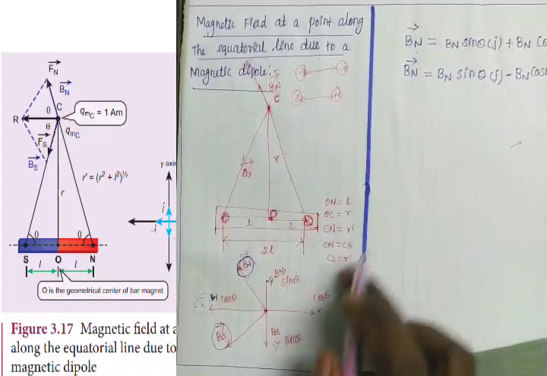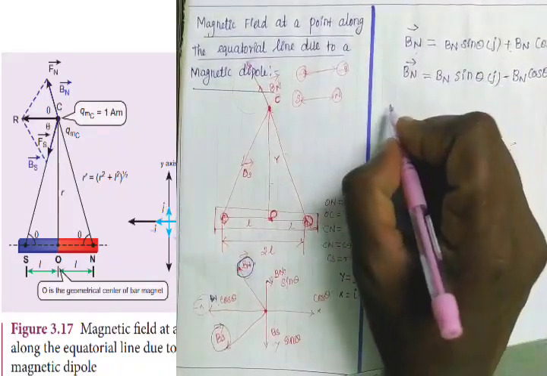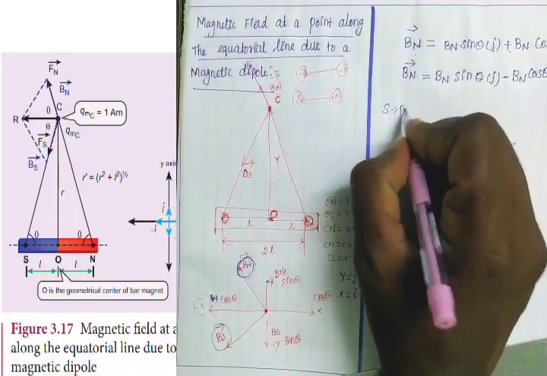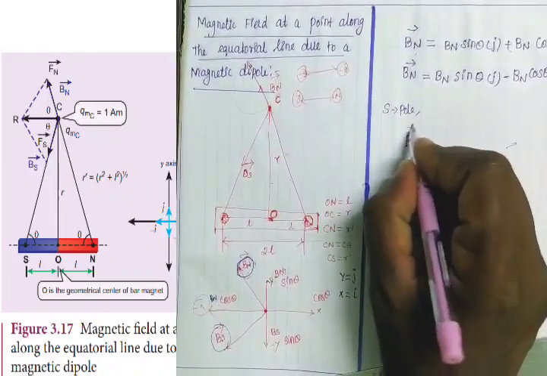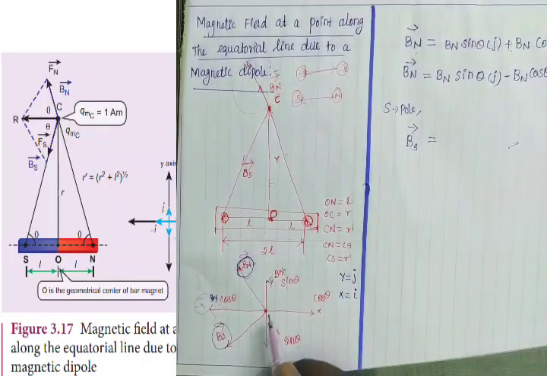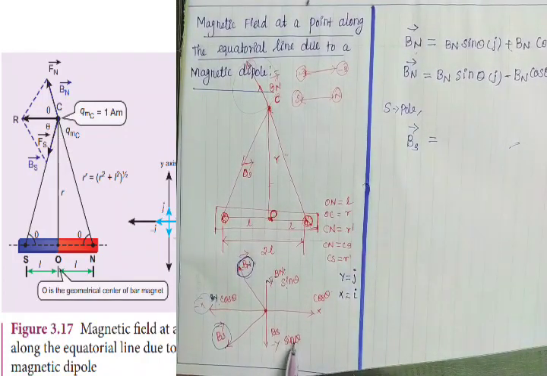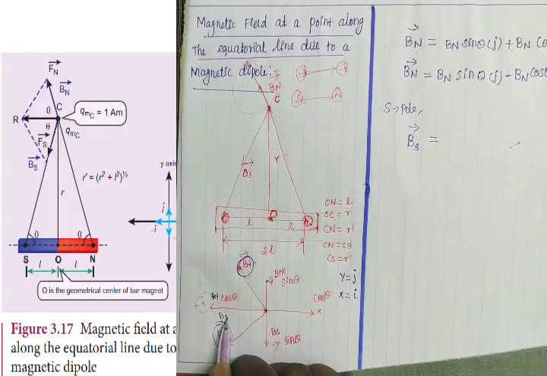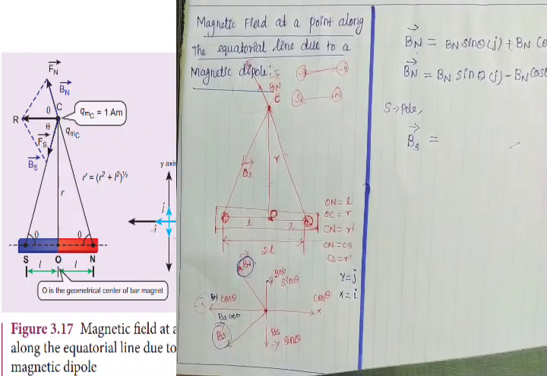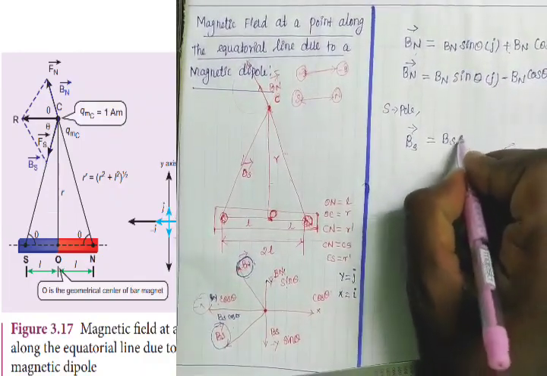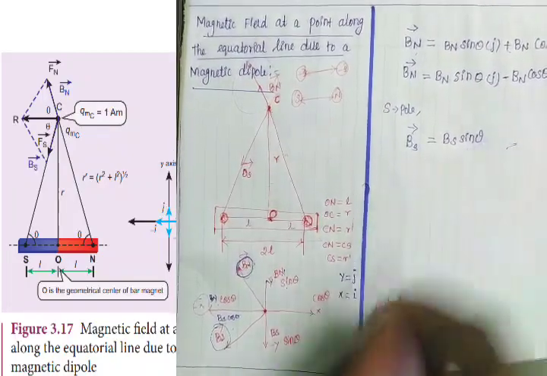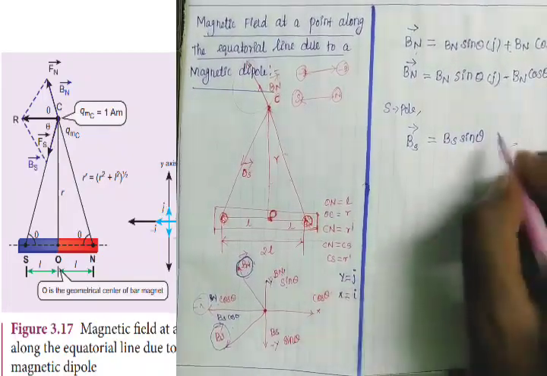So south pole, same equation. First one is a north pole, second one is a south pole. B of S vector is equal to the same sum of Bs sin theta, Bs cos theta, Bs sin theta, Bs cos theta. So first one is Bs sin theta minus y, so minus 1 means minus j.